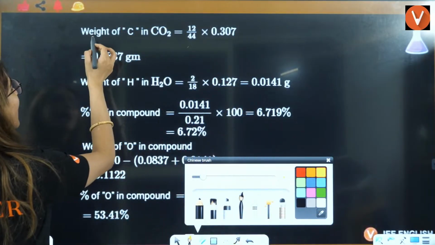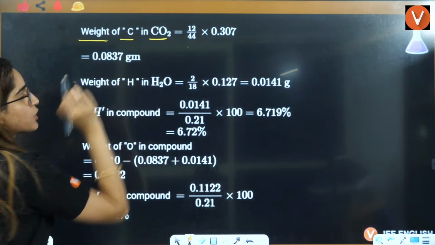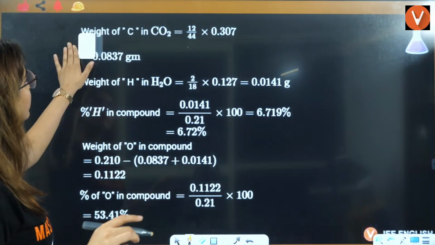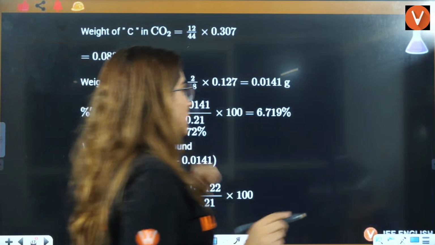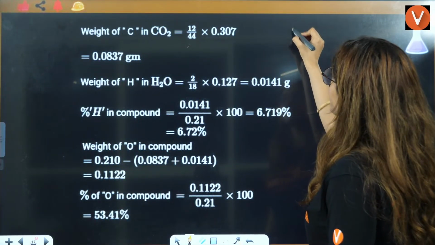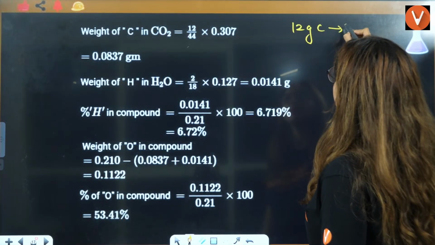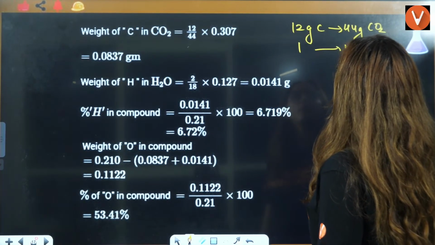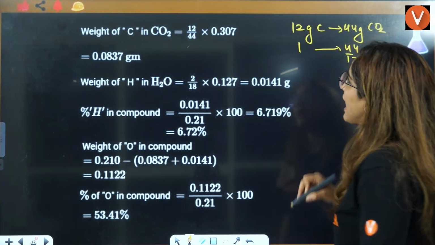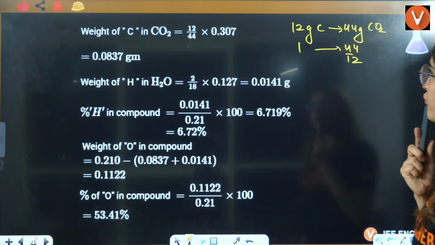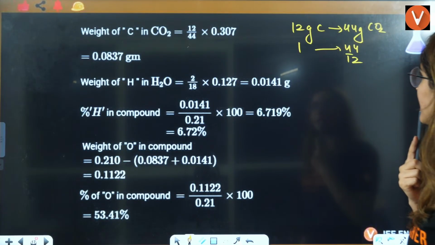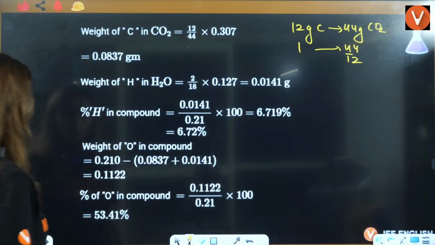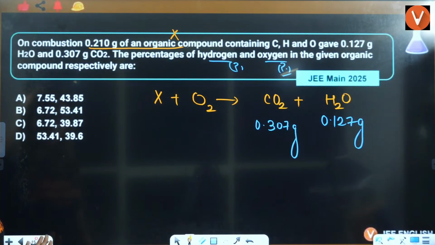First, you have the weight of carbon in CO2. See, how to identify the weight of carbon in CO2? Carbon is 12 gram in 44 gram of CO2. For 1 gram, it will be 44 by 12, right? And they are asking you how much amount of carbon in CO2. And what is the amount of CO2? The amount of CO2 is given to you, isn't it?